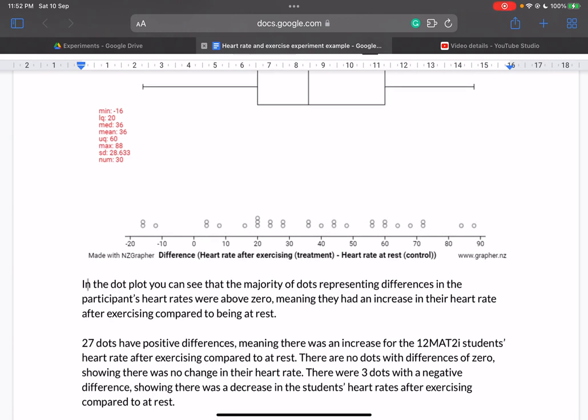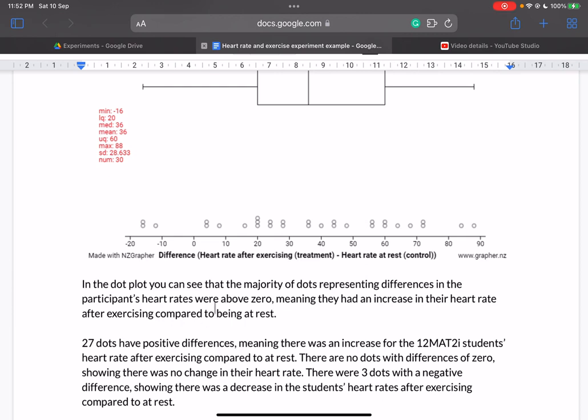In the dot plot, here's the analysis. In the dot plot you can see the majority of dots representing differences in the participants' heart rates were above zero, meaning they had an increase in their heart rate after exercising compared to being at rest. 27 dots have positive differences, meaning there was an increase for the 12 MAC2I students' heart rate after exercising compared to being at rest. There are no dots with differences of zero, showing there was no change in their heart rate. And there were 3 dots with a negative difference, showing there was a decrease in the students' heart rates after exercising compared to at rest.